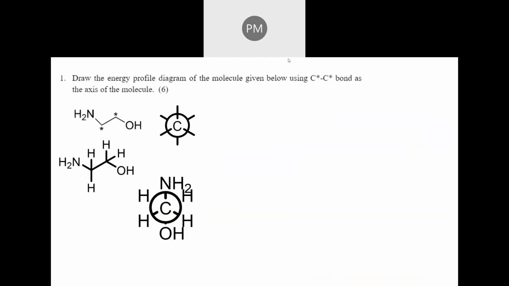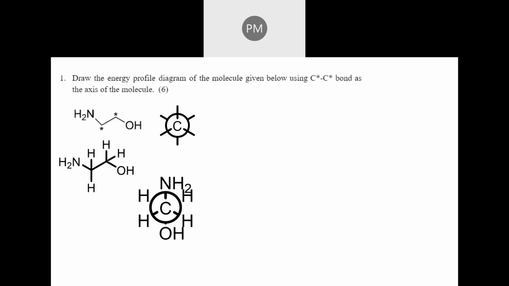Next we go to the problem solving. For this class we have a problem to solve: we have to draw the energy profile diagram of the given molecule for the C-C bond. So for these two carbons, we have to draw the molecular conformations.